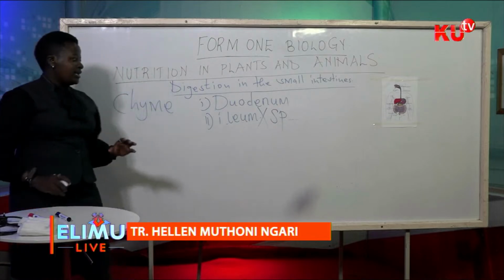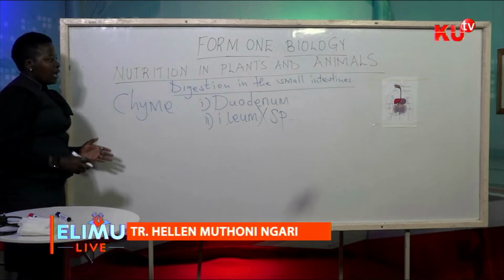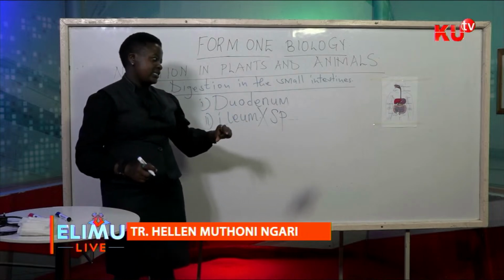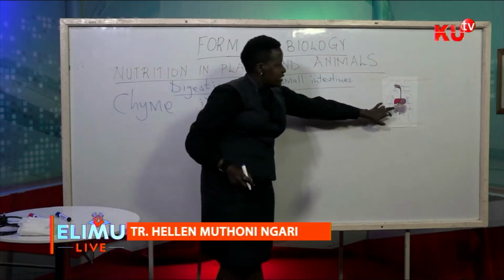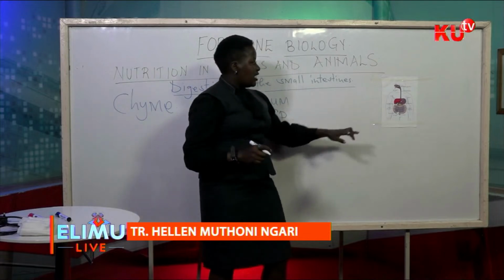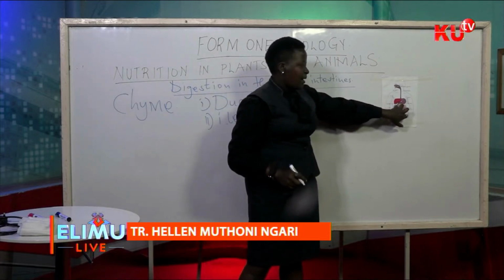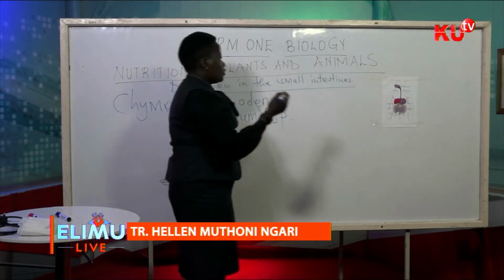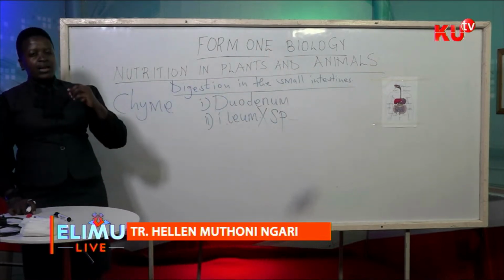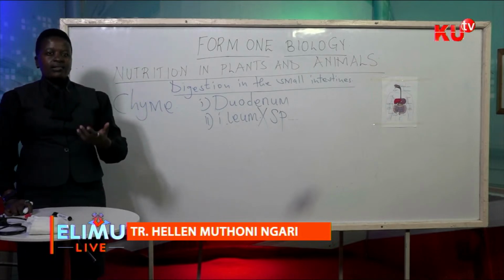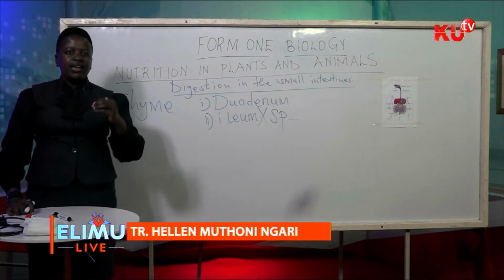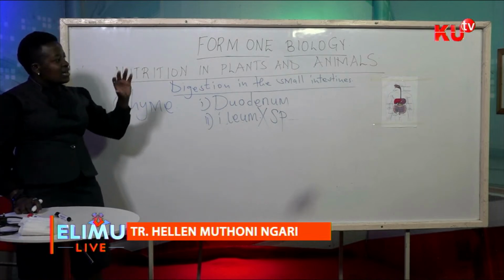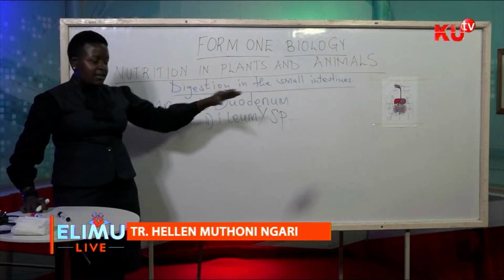Now we're going to look at digestion in the duodenum. As I said earlier, the duodenum is the first part of the small intestine. So the duodenum is right here, and it receives secretions from the liver and the pancreas. These particular organs are the ones that secrete chemicals that assist in the breakdown of the chyme. The first organ we have is the liver.